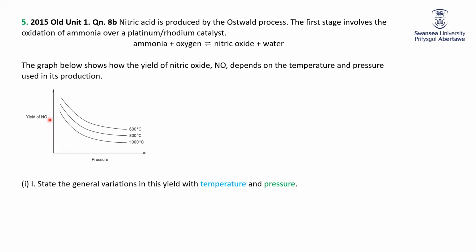Now as we go up here, yield is going up, so the lower down, the less the yield, and pressure is going across here. So the further you go to the right, the higher the pressure. And then we see this is what we get at 600, this is what we get at 800, and this is what we get at 1000 degrees Celsius. So let's see what we've got here. Okay, well, the first thing is that as the pressure goes up, the yield goes down. Doesn't matter what the temperature is, the yield is going to go down as you increase the pressure. But now we look at the three lines, and what we see is that as we go from 600 to 800 to 1000, the temperature is going up. But as the temperature goes up, the yield goes down. So as we increase the temperature, the yield goes down. As we increase the pressure, the yield goes down.